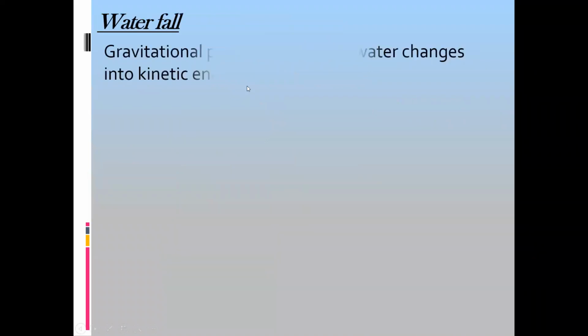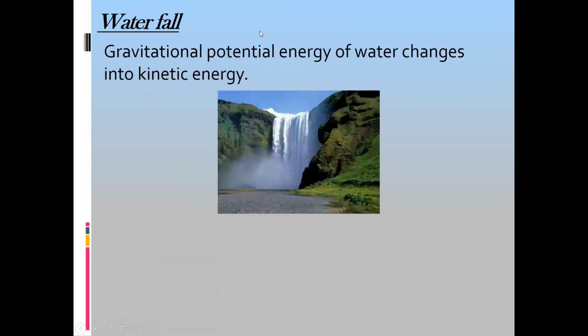Another example is a waterfall. If a waterfall is there, as we already discussed, it will have potential energy at the top. When it is coming down, it will have potential and kinetic both. But when it is hitting the surface and starts to move, it will have kinetic and it will also produce sound. So it's gravitational to kinetic, as well as sound.